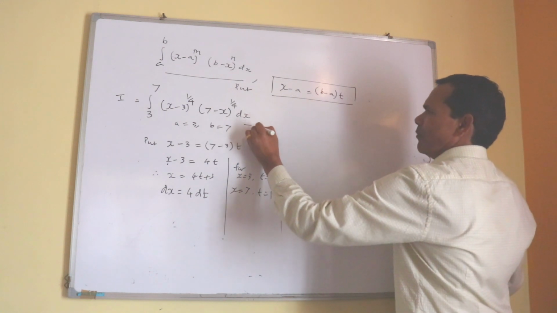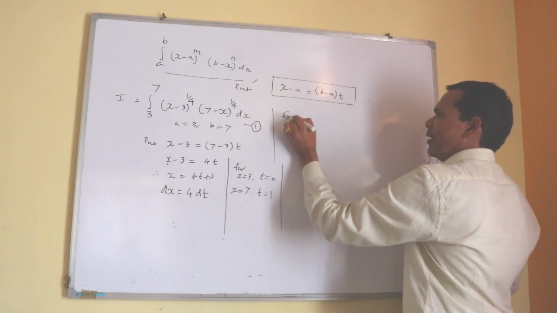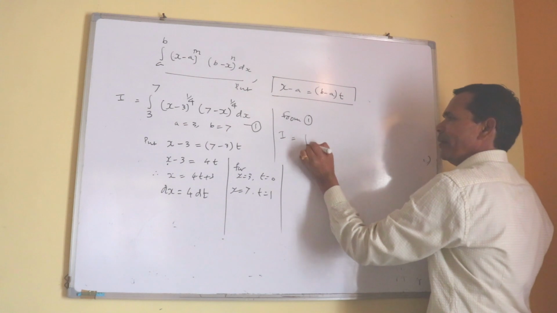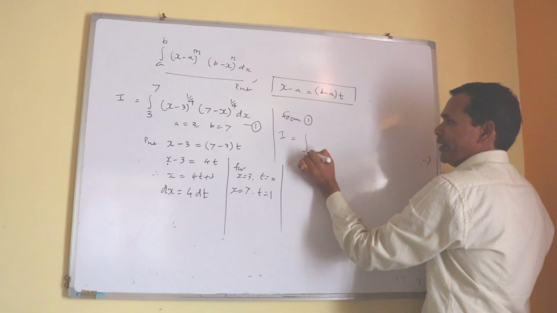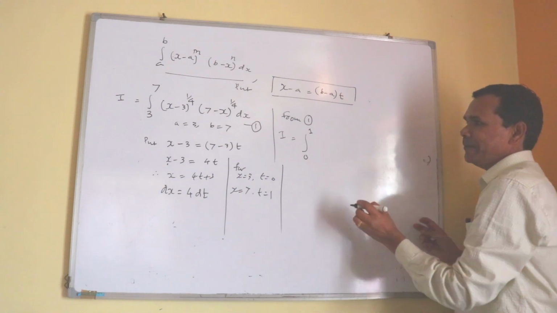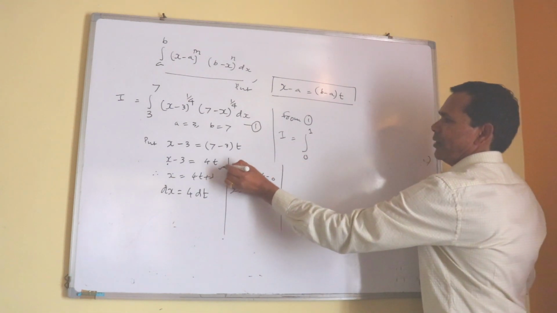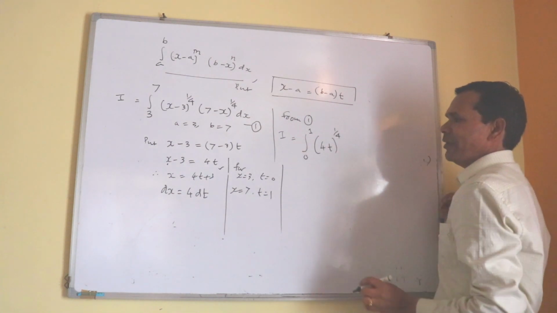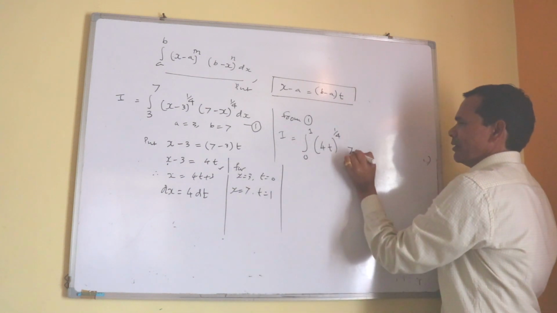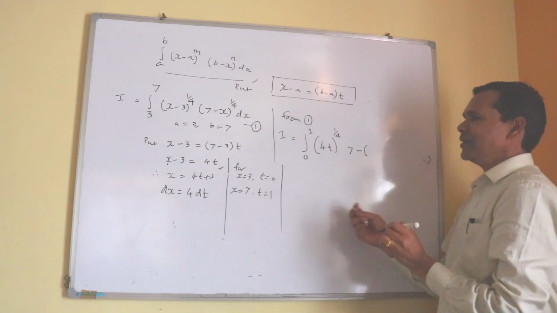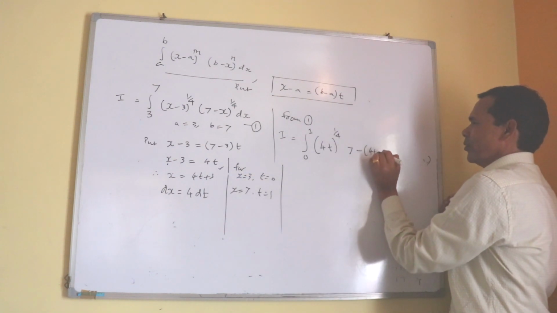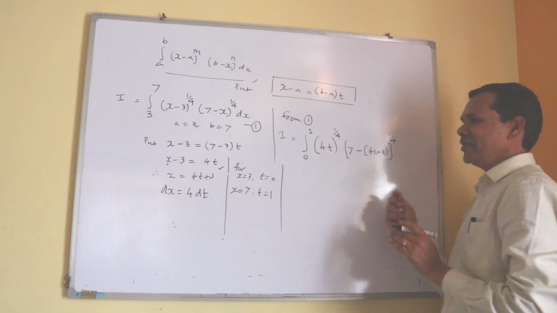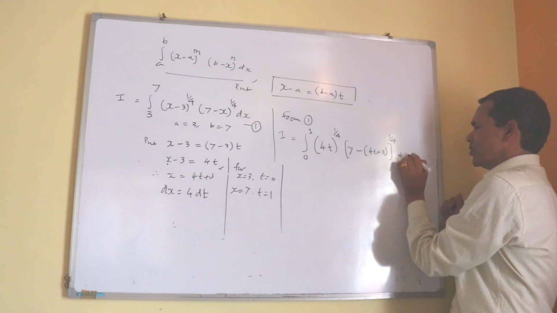Then this integral, how is it transformed? I is equal to the integral with new limits 0 to 1 in terms of t. x minus 3 would be 4 times t, raised to 1 by 4, and 7 minus x, I put x as 4t plus 3, raised to 1 by 4, and dx is 4 times dt.